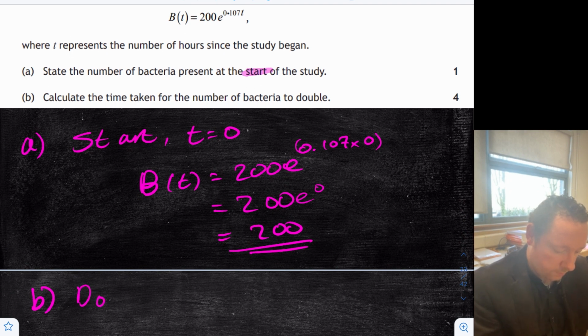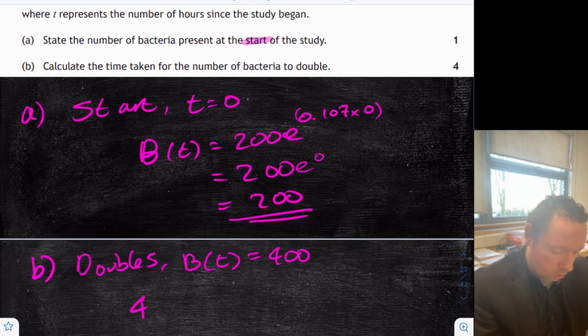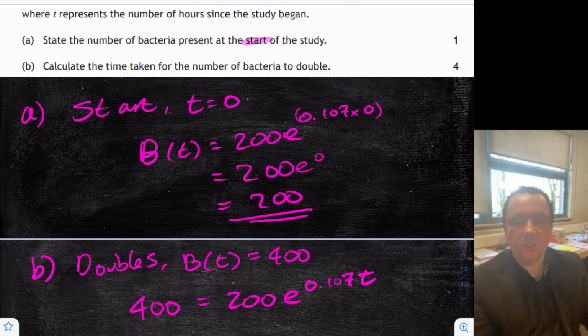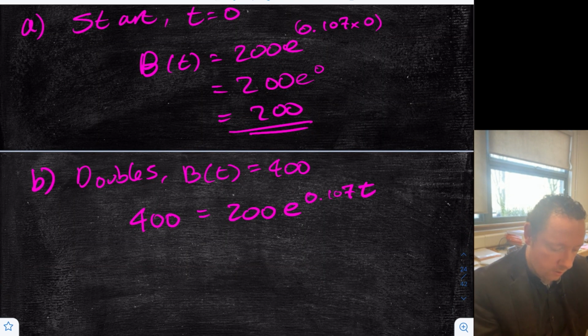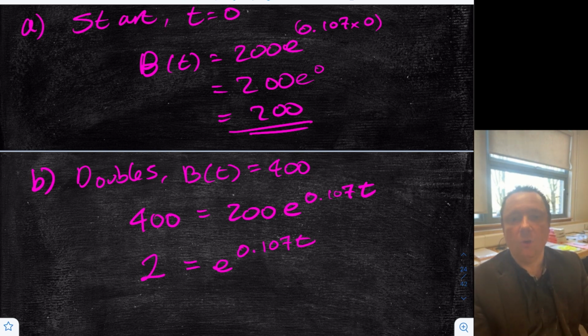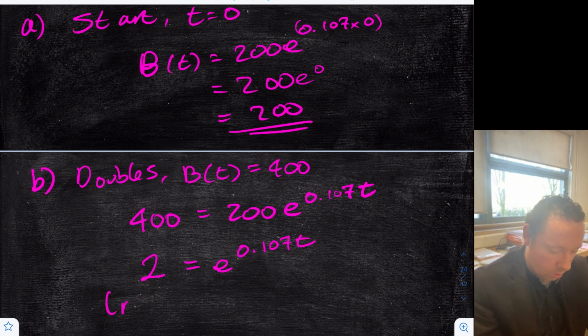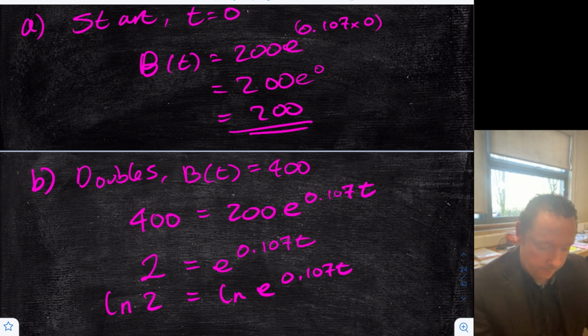So if it doubles, that means that B of t becomes 400. So I can then write 400 equals 200 e to the 0.107t, which was our equation, and we need to solve that. So divide by 200. 400 divided by 200 is 2, which is what you should get, e to the 0.107t. Now we can take the log of both sides, the natural log, so log e of 2 equals log of e to the 0.107t.